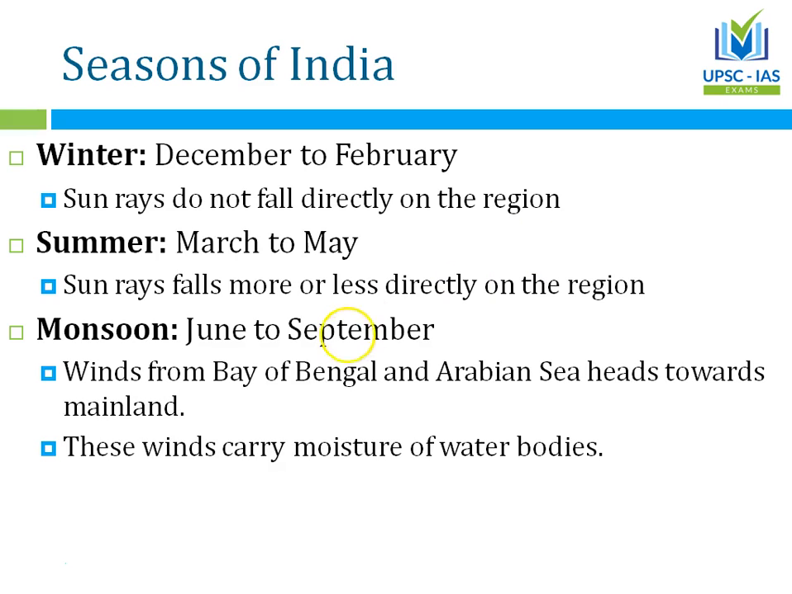Monsoon, June to September. Now what happens in monsoon is that winds from the Bay of Bengal and Arabian Sea head towards the mainland, right? The winds are coming from the Arabian Sea and Bay of Bengal, and they come to the land portion of our country. And of course these winds are passing above the sea surface, above the water bodies, so naturally they carry moisture. So when they reach the land portion, we have rainfall.